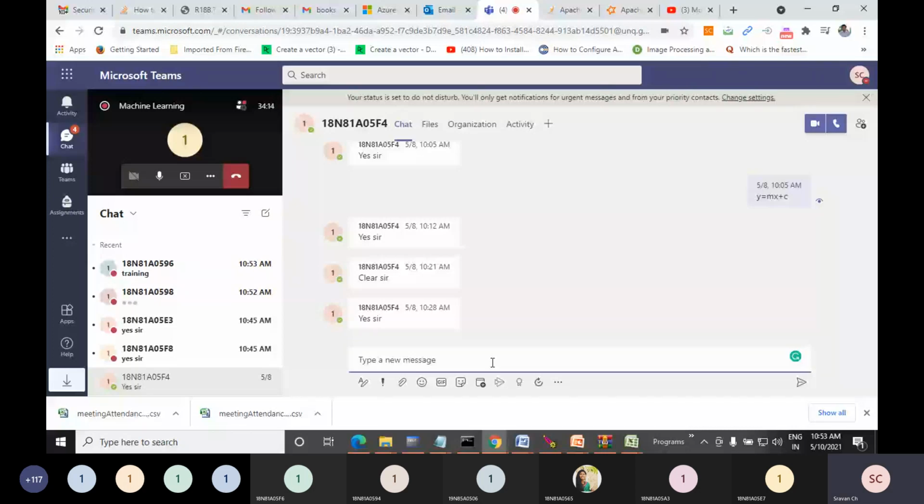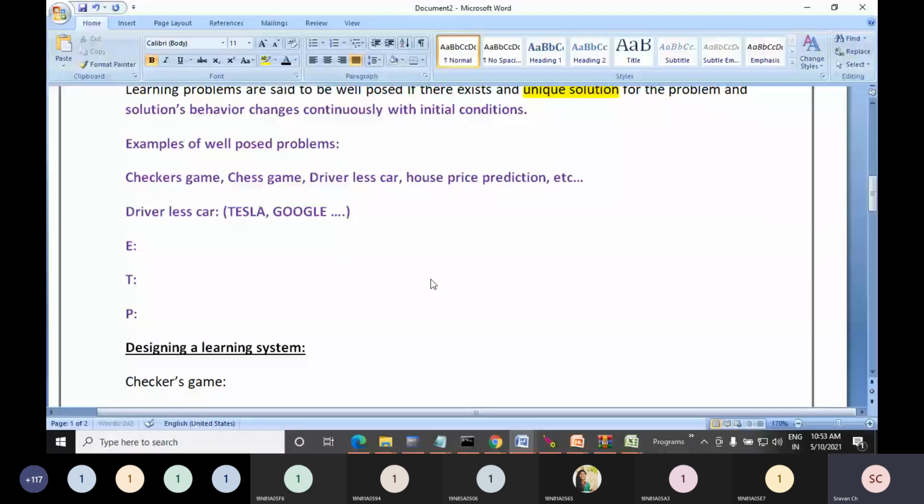Road data is not experience, it is training. So friends, here I have the experience part, then my training part, then performance.